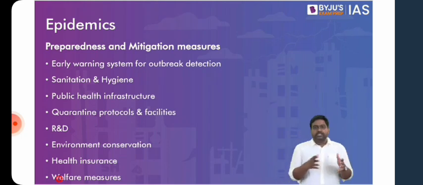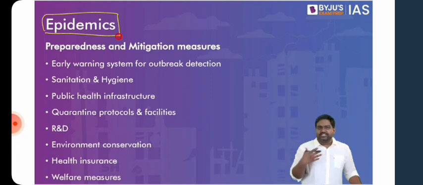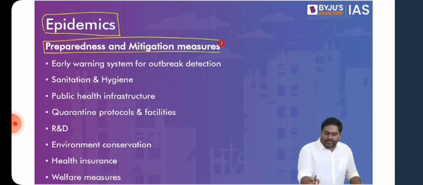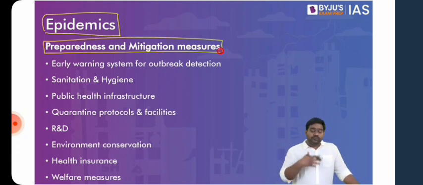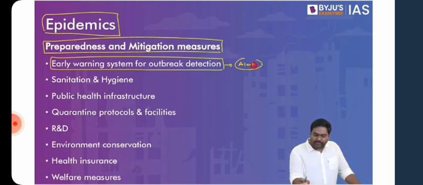Now, as part of disaster management, let's understand how we can contain the spread of these infectious diseases. What measures, what steps need to be taken? As part of pre-disaster planning and preparedness, we can take up a number of preventive and mitigative steps. As always, we should have an early warning system in place for alerts.